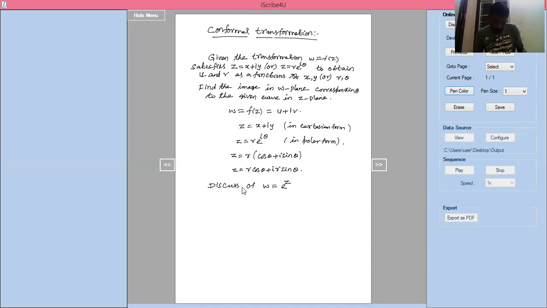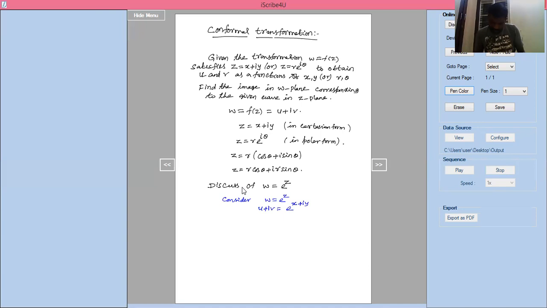Now here in proof, consider w equal to e power z. What the w is nothing but u plus iv. Here z equal to I am taking as x plus iy. If you put x plus iy, e power of z is nothing but e power x plus iy. w is u plus iv, z I am putting e power x plus iy.